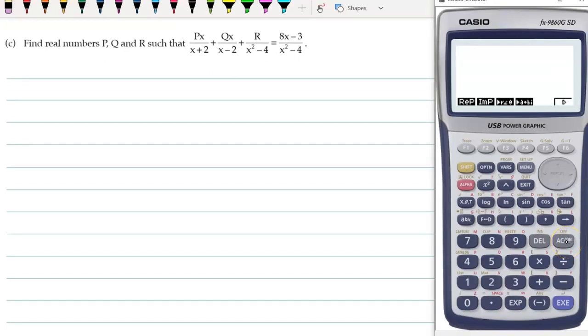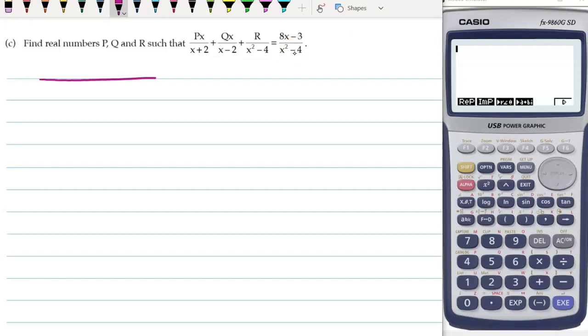Okay, we've got a purely algebraic question for part C. Let's start by trying to put this into the same denominator that we have on the right-hand side. So if this is all going over x squared minus 4, x squared minus 4 is made up from doing x minus 2, x plus 2. Which helps us to see what we've got to multiply each fraction by to make it over that denominator. So for the p over x plus 2 one, we've got to times it by the x minus 2 to make that be equivalent.